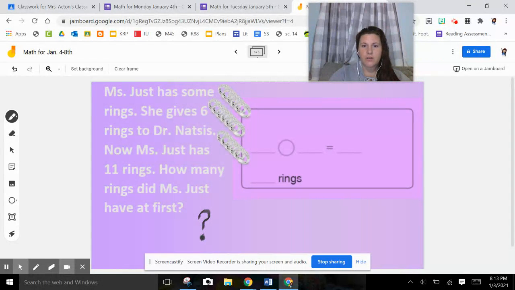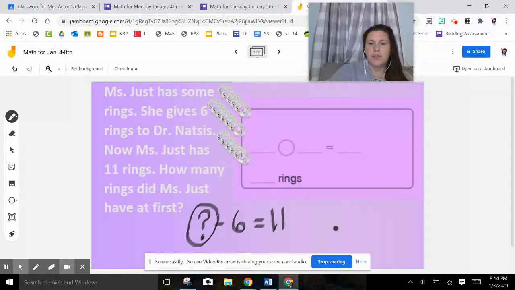Then it says she gives 6 rings to Dr. Natsis. If you're giving them away, you don't have them anymore, you're taking them away. So you're going to take away 6 from that mystery number. And now Miss Just has 11 rings. So whatever our number is, she had to take away 6 from it. So we know the number has to be bigger than 6. And then there was 11 left over when she took away those 6. So there's definitely more than 11 in that number. All we need to do is figure out what this mystery number is. So what number can we take away 6 from to be 11?